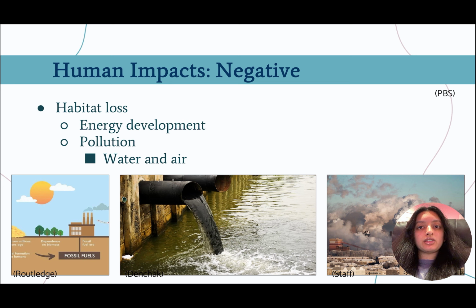Negative human impacts. A major threat to the rat population is habitat loss. It can be caused by energy development from the use of fossil fuels by humans and the pollution of water and air from factories and road spills.